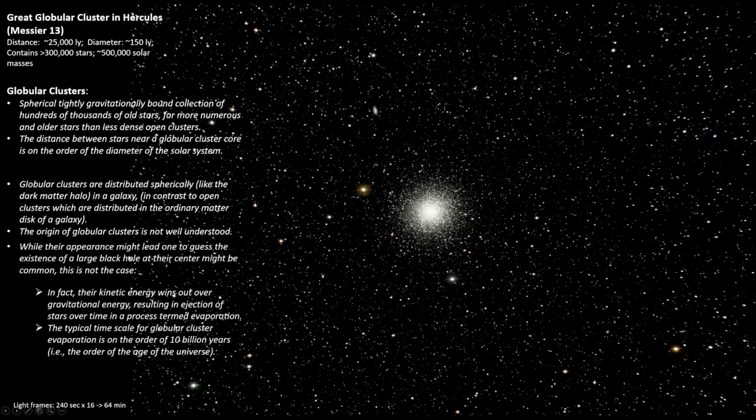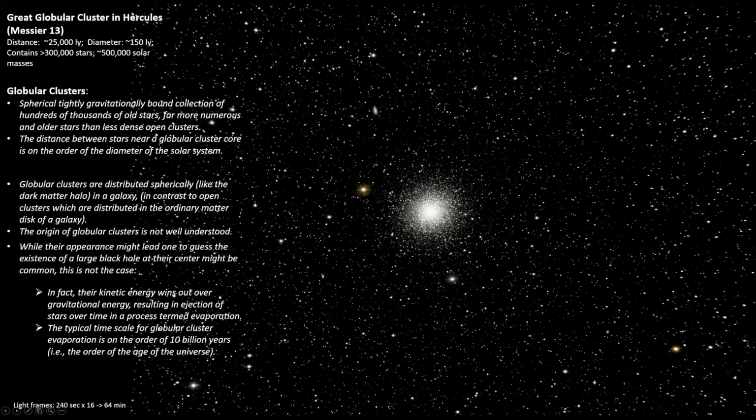While their appearance might lead one to guess that there would be a large black hole in the center, certainly, you look at this and the image I get is like a whole bunch of stars going down a drain. And in fact, that is not the case. Their kinetic energy, in fact, wins out over the gravitational energy, resulting in ejection of stars over time in a process termed globular cluster evaporation.